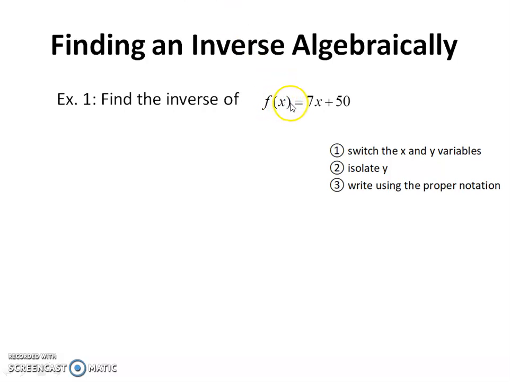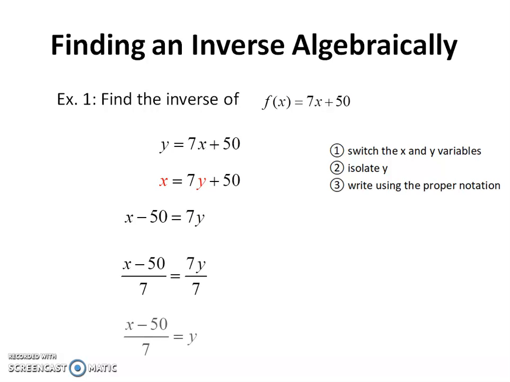If the original function f of x is equal to 7x plus 50, the first thing I would do is rewrite that f of x as a y. And then step one in the procedure is to switch the x and the y. So where my x and y are, I'll switch their positions. I've put them in a different color just to highlight them. Where there was a y, there's an x, and vice versa. And now I'll isolate this y. So subtract 50 from both sides, divide by 7 on both sides. I've isolated the y. And step 3 is to write it using the proper notation. Because the original function was f of x, my inverse is f to the power -1 of x. And that isolated version is the inverse of the function.